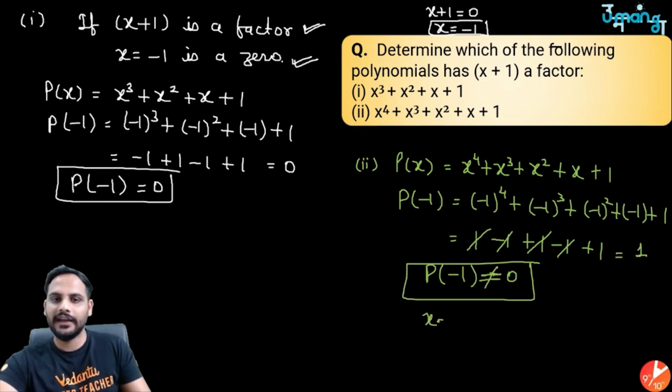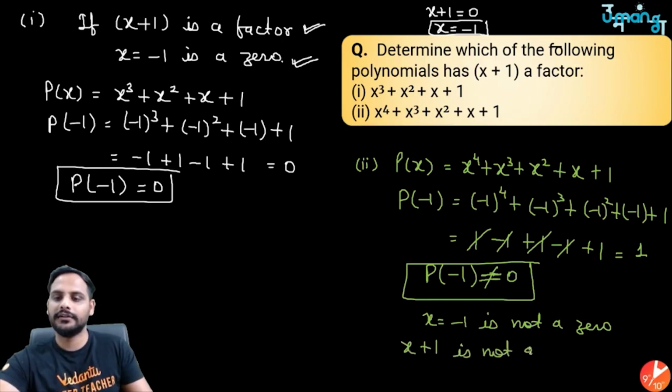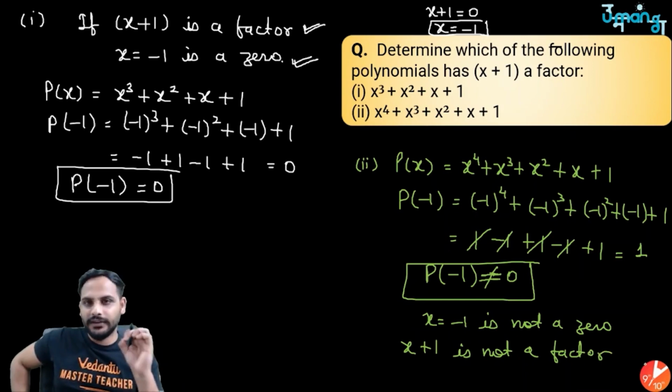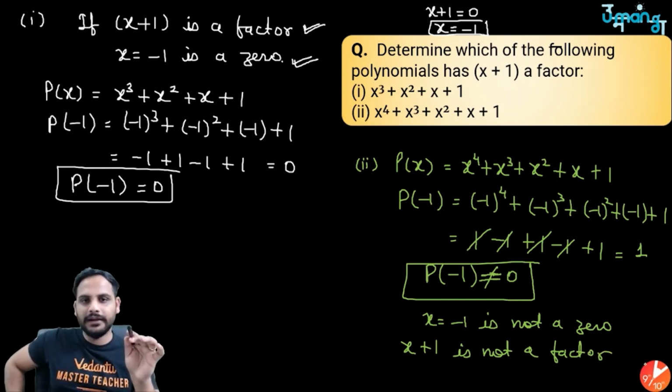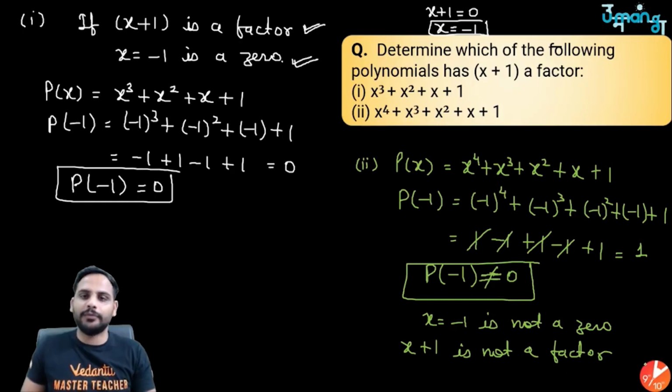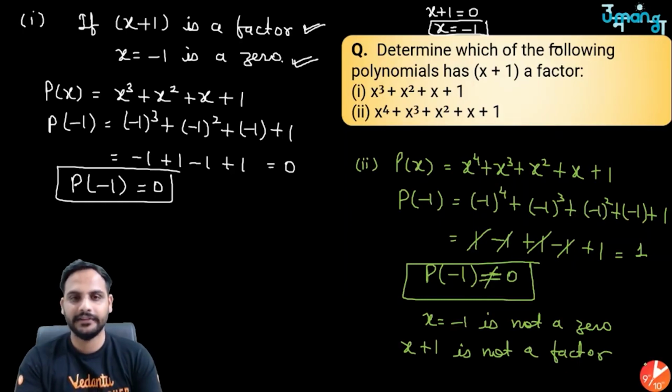So I can say x equal to minus 1 is not a 0, and if it is not a 0, x plus 1 is not a factor. So I can say x plus 1 is a factor only for the first polynomial. For the second polynomial, it is not a factor. Okay? That is why the factor theorem is important.